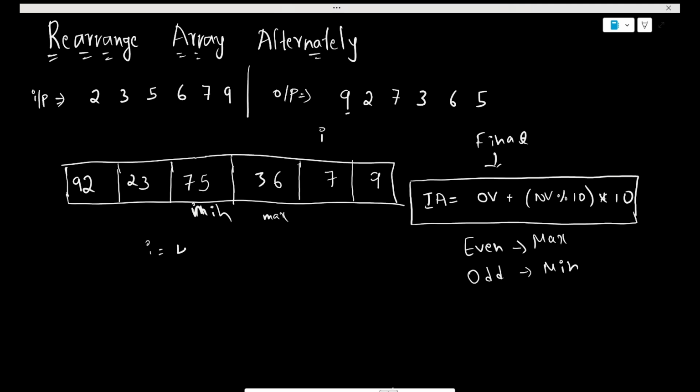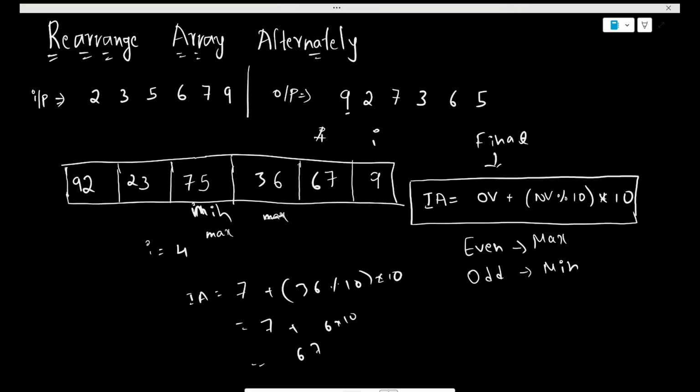And then i is equal to 4. For i equal to 4, the intermediate answer is the old value, which is pointing to 7, plus what's the new value? i is equal to 4. 4 means even, so we should take max. 36 percentile 10 into 10. That would be 7 plus 6 into 10, that is 67. Update here 67. And after that i is incremented. We have used max, so decrement max. That's it.